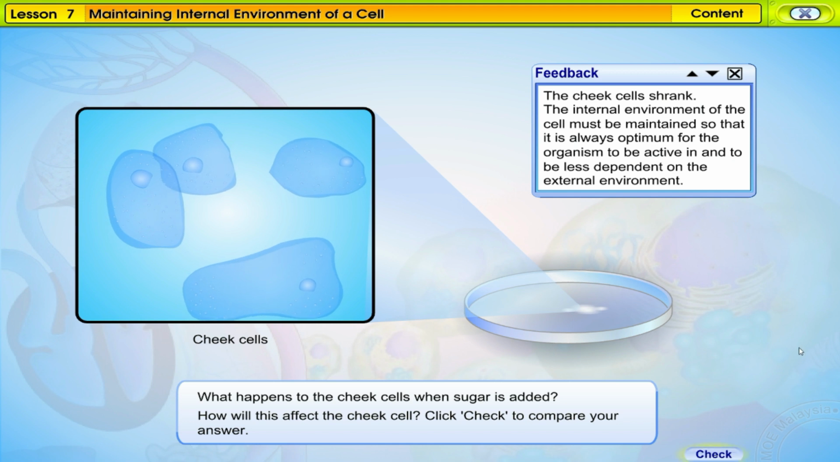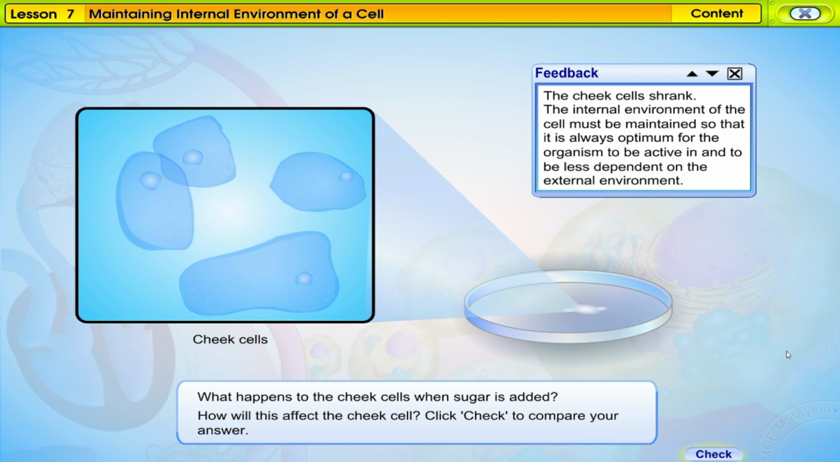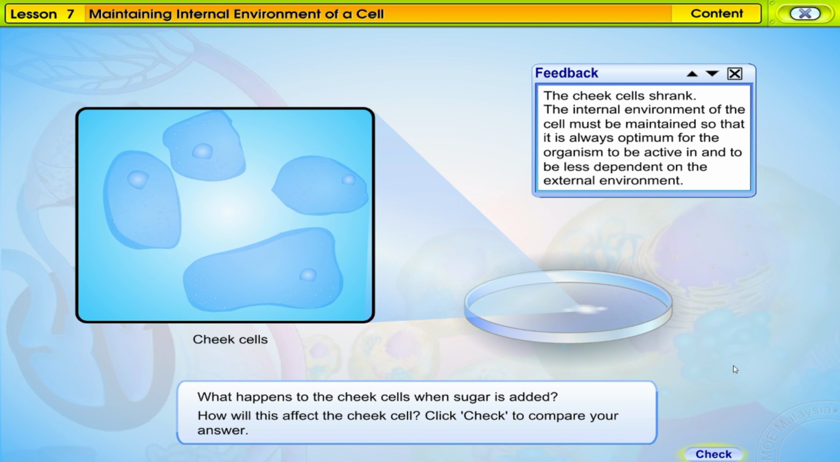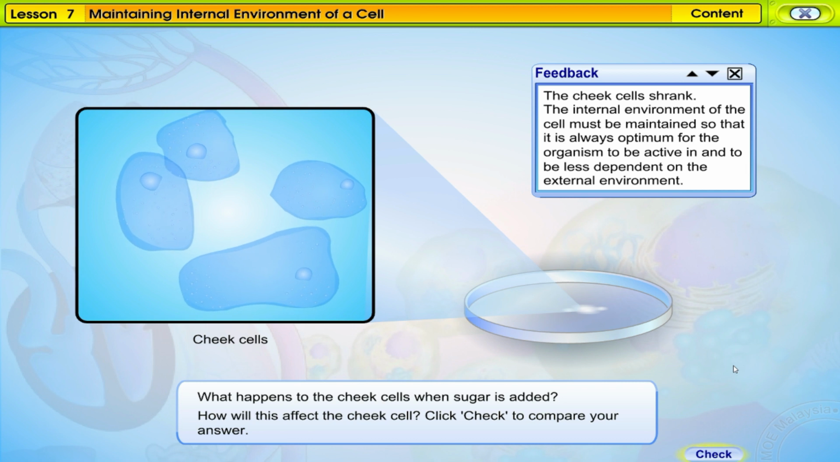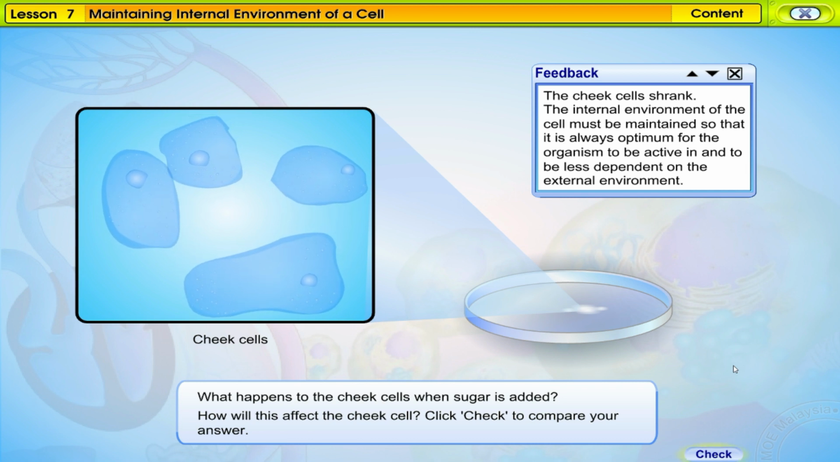The cheek cells shrank. The internal environment of the cell must be maintained so that it is always optimum for the organism to be active in and to be less dependent on the external environment.